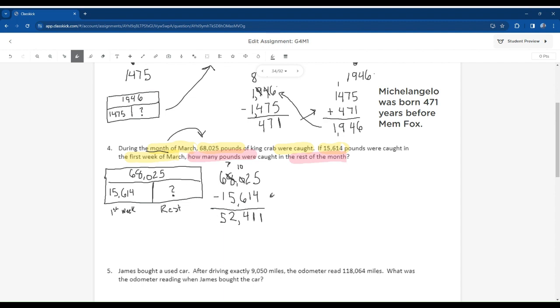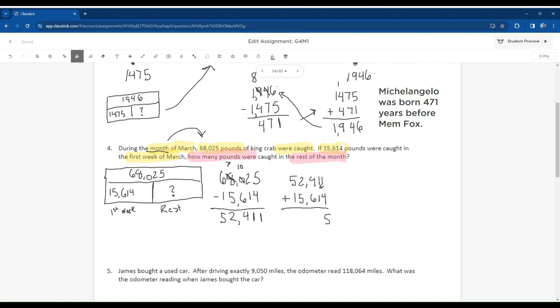We'll use addition to check our work. So we should be able to take our difference of 52,411 and add it to the amount of pounds that were caught in the first week. So think about it. If 15,614 pounds were caught in the first week, and 52,411 pounds were caught the other couple of weeks in March, we should end up with how many pounds of crab were caught in the entire month of March.